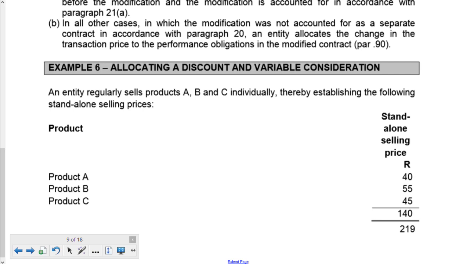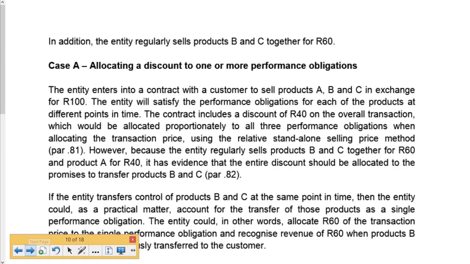So they say an entity regularly sells A, B, and C individually, and they have the following prices: 40 Rand for A, 55 Rand for B, 45 Rand for C. And they charge 140 Rand. In addition, they also regularly sell B and C together. When they sell B and C together, they sell that for 60 Rand. Okay?